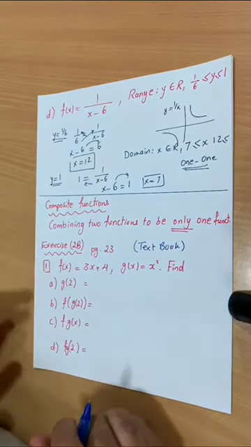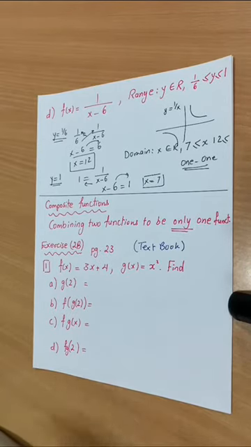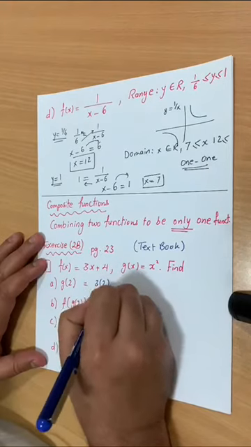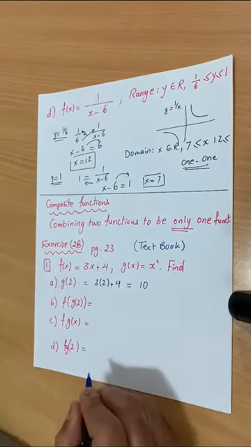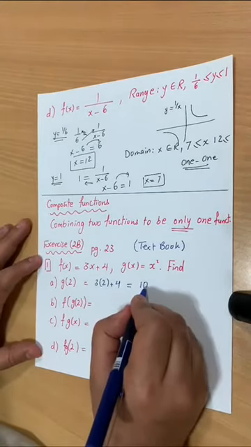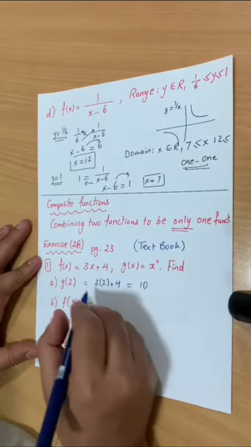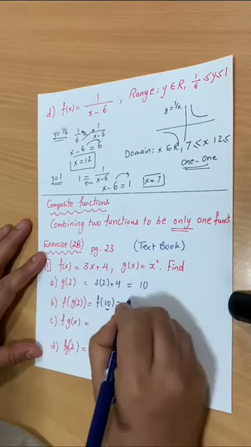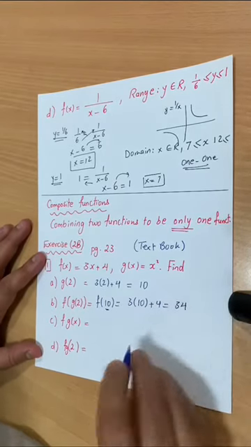f of x is equal to 3x plus 4, and g of x is equal to x squared. Find g of 2. This is simple, you have to replace the x as 2. So g of 2 is 2 squared, which is 4. Now f of g of 2 means you have to replace the value of g of 2 in f of x. So this is f of x, and this is the value of g of 2. So f of 4, which means you have to replace 4 in this function. 3 times 4 plus 4 equals 16.